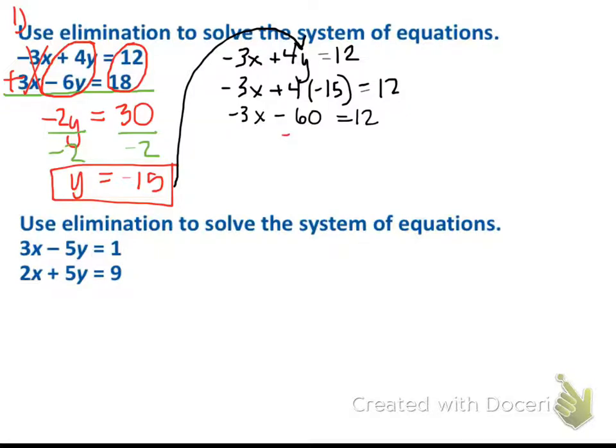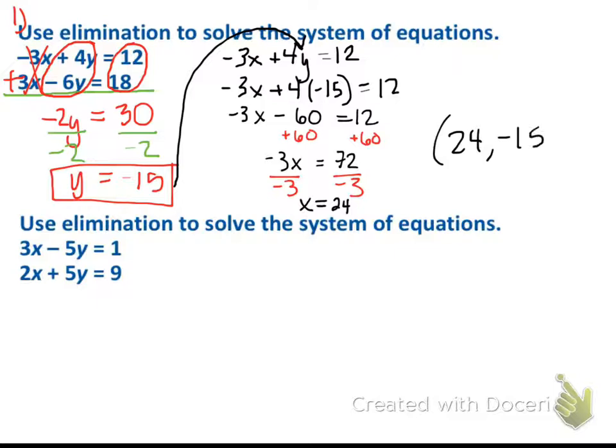Add 60 to both sides. Negative 3x gives me 72. Divide both sides by negative 3. And final answer, x equals 24. So remember, final answer needs to be written as an ordered pair, x, comma, y. All right? Let's try another one.